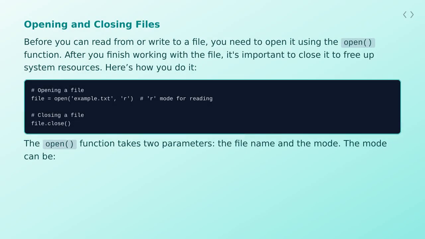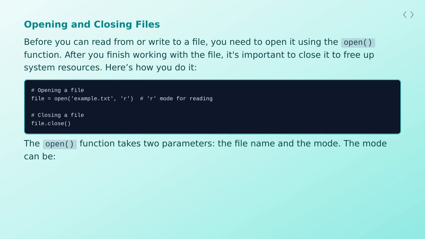Now, opening and closing files. Before you can read from or write to a file, you need to open it using the open function. After you finish working with the file, it's important to close it to free up system resources. Here's how you do it. I'll let you read the examples on screen rather than reading every line aloud.